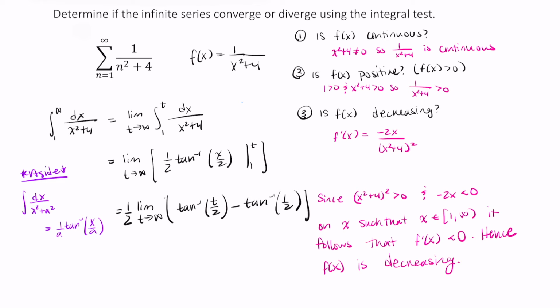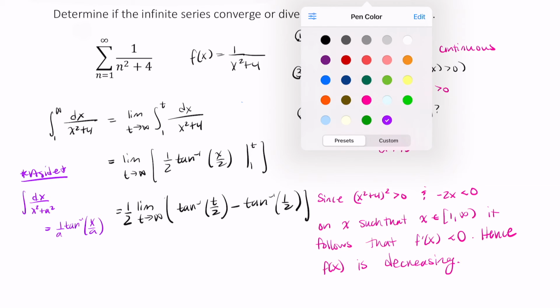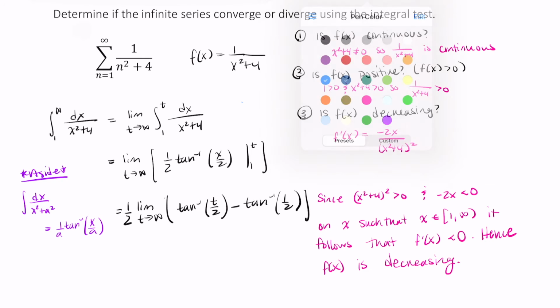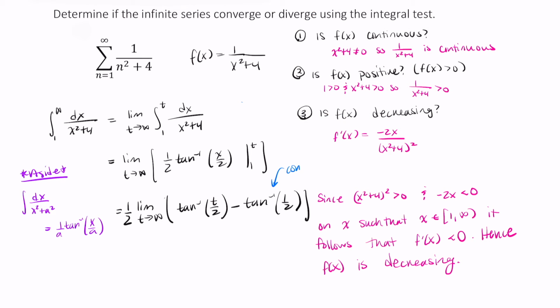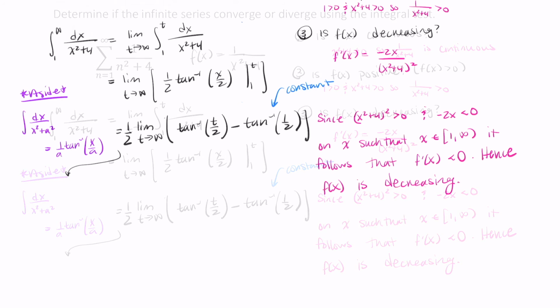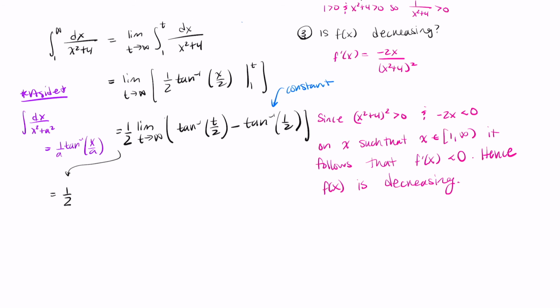Now this is where you need to dust off your trig thinking caps, what you remember from trig. This here is just a constant. This is some number, so I'm going to bring this out to the front. So this becomes negative 1/2 times tangent inverse of 1/2, plus 1/2 times the limit as t approaches infinity of tangent inverse of t over 2.